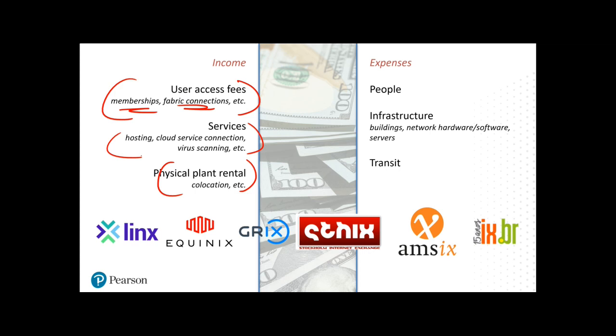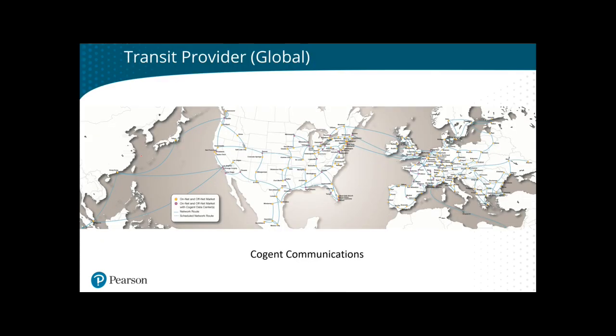All right, so the third type that we want to talk about is transit providers. Cogent is an example, just one example of many, of a global transit provider. Again, there are many others. There is AT&T, Verizon, blah, blah, blah. I just picked Cogent because they had their map available, quasi-map available on the internet, and it was easy to find.